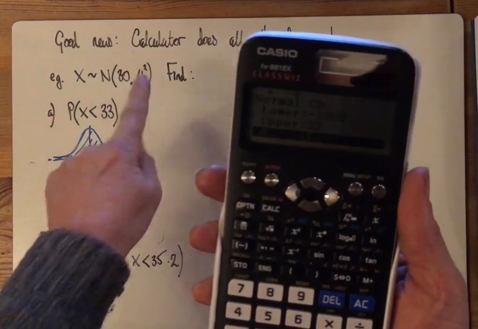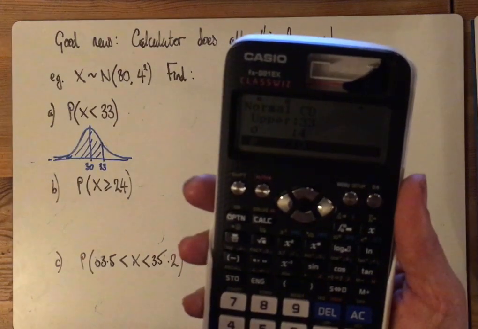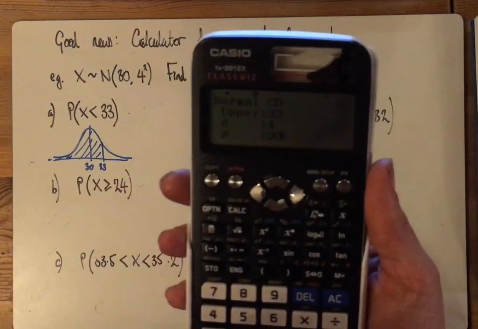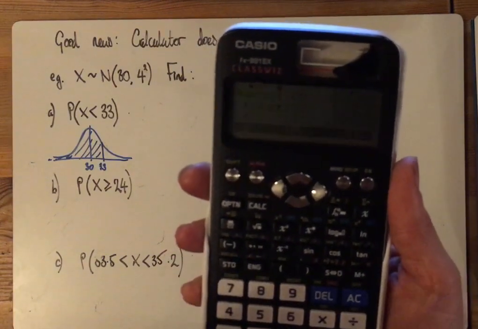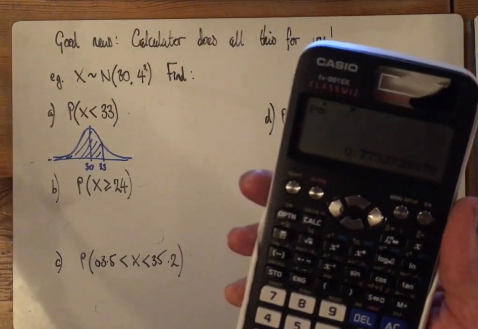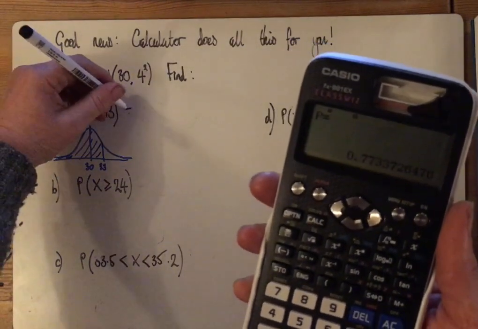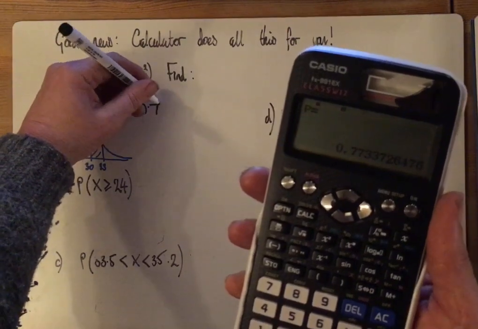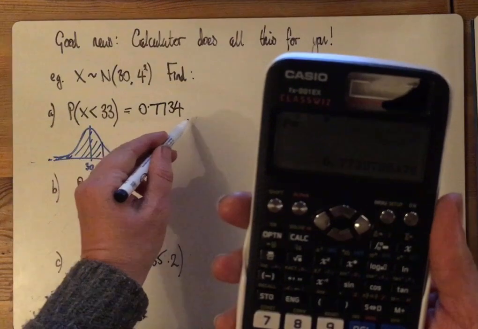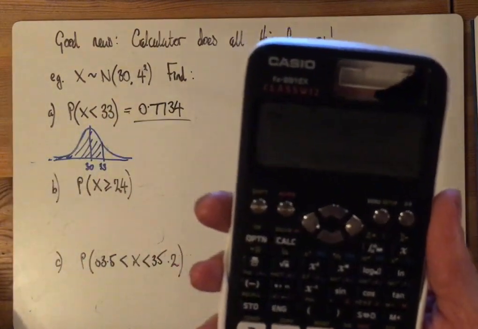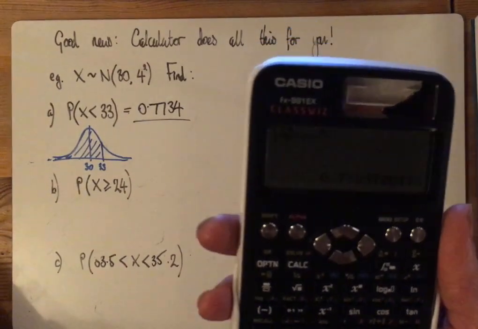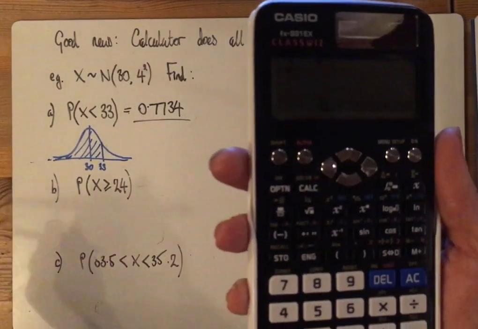Standard deviation is 4, and the mean is 30. So you just put those values in, press equals each time, equals at the end, and I get 0.7734. The link I've shown you as well to someone else doing this, he actually puts as his lower bound like minus 9 times 10 to the 99 or something. That's really overkill. If you want to do that, go for it, but you don't need to.